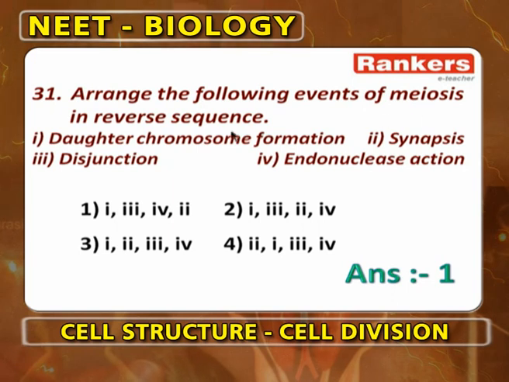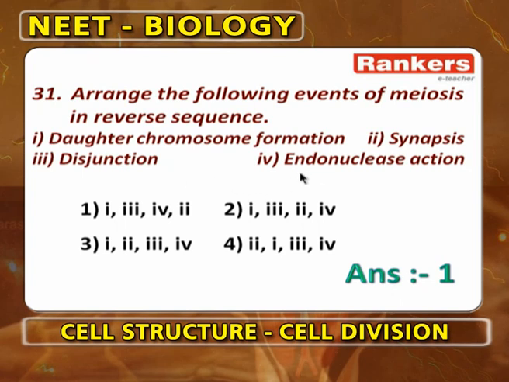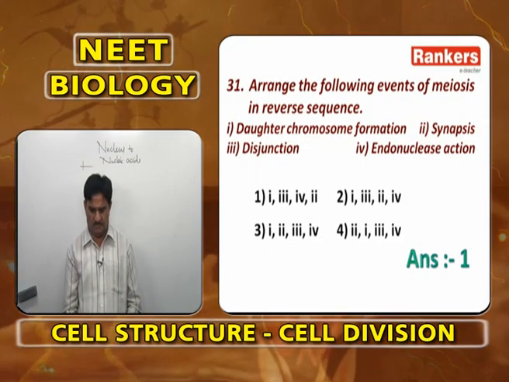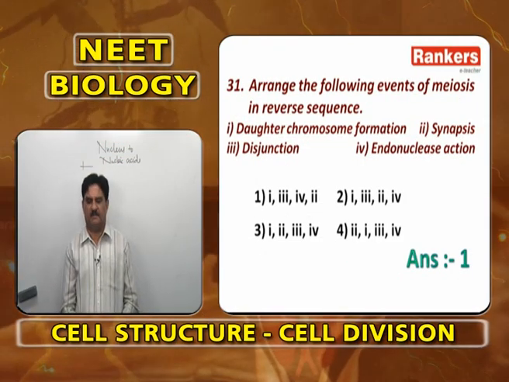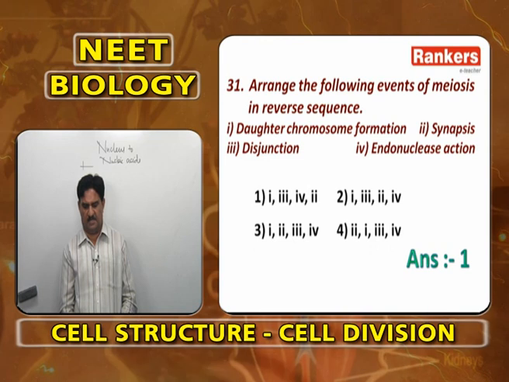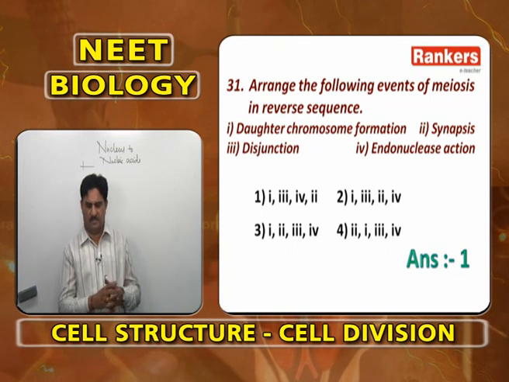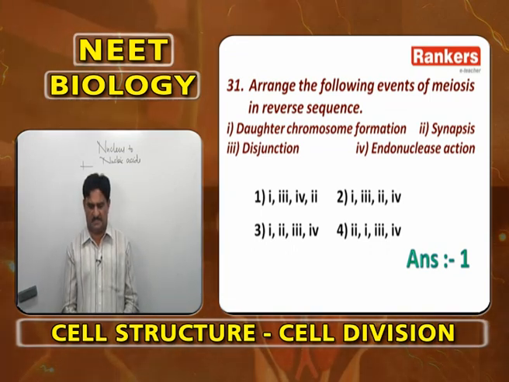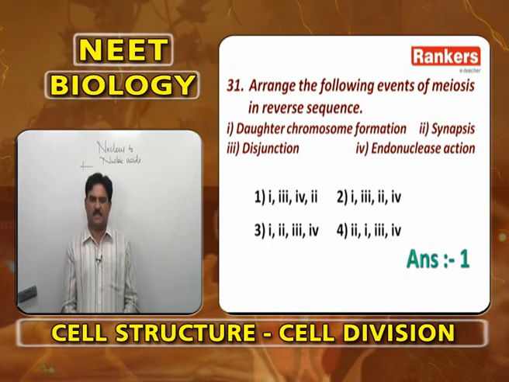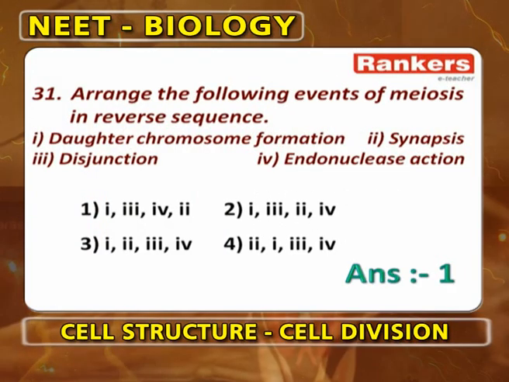Arrange the following events of meiosis in reverse sequence: daughter chromosome formation, synapsis, disjunction and endonuclease action. Reverse means from behind. Daughter chromosome formation, anaphase 2, first option. 3, disjunction, anaphase 1. Endonuclease action, pachytene. Synapsis, zygotene. So in reverse, we have to write from behind, from anaphase 2. So daughter chromosome formation occurs first in reverse, then disjunction, then endonuclease action, then synapsis, in the order anaphase 2, anaphase 1, pachytene, zygotene. So the answer is 1, 3, 4, 2.